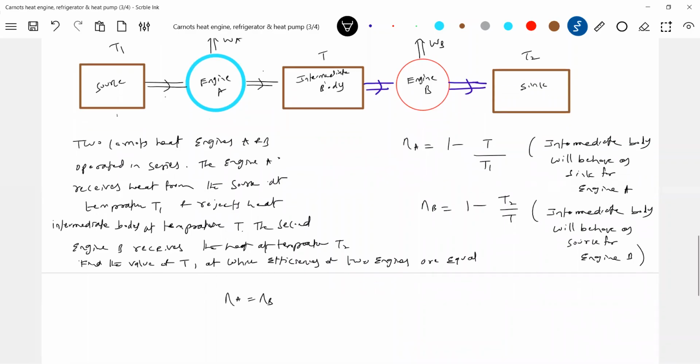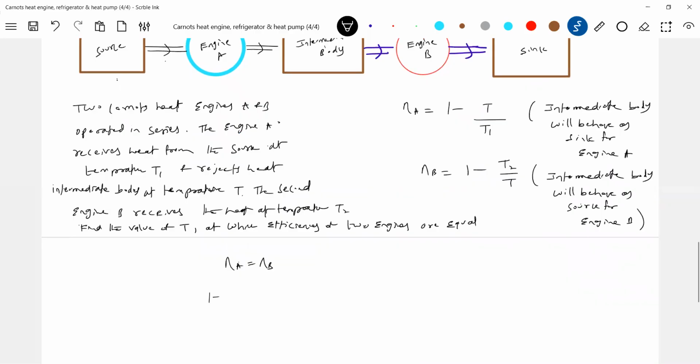So equating these two, what do we get? 1 minus T by T1 equals 1 minus T2 by T. So this will be T square. This is the temperature of the intermediate body. It can happen that the source of one body will become the sink.